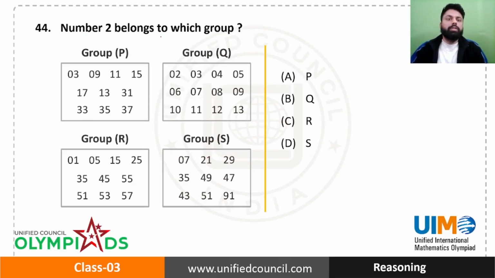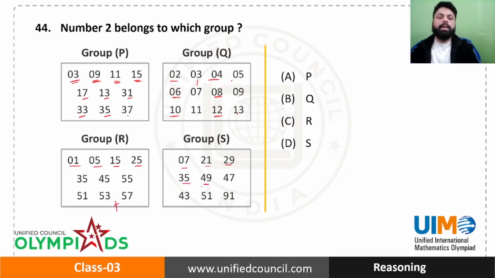Number 2 belongs to which of the following groups? So if we talk about, see, this is 3, 9, 11, 15, 17, 13, 31, 35, 36, 37. Here 2, 4, 6, 8, 10, 12, 3, 5, 7, 9, 11, 13. So all the numbers 1, 5, 15, 25, and then 7, 21, 29, 35, 49, 47. So if we talk about this particular part, in the first case, number 2 is coming. That means in the group Q. So B option is the correct answer.